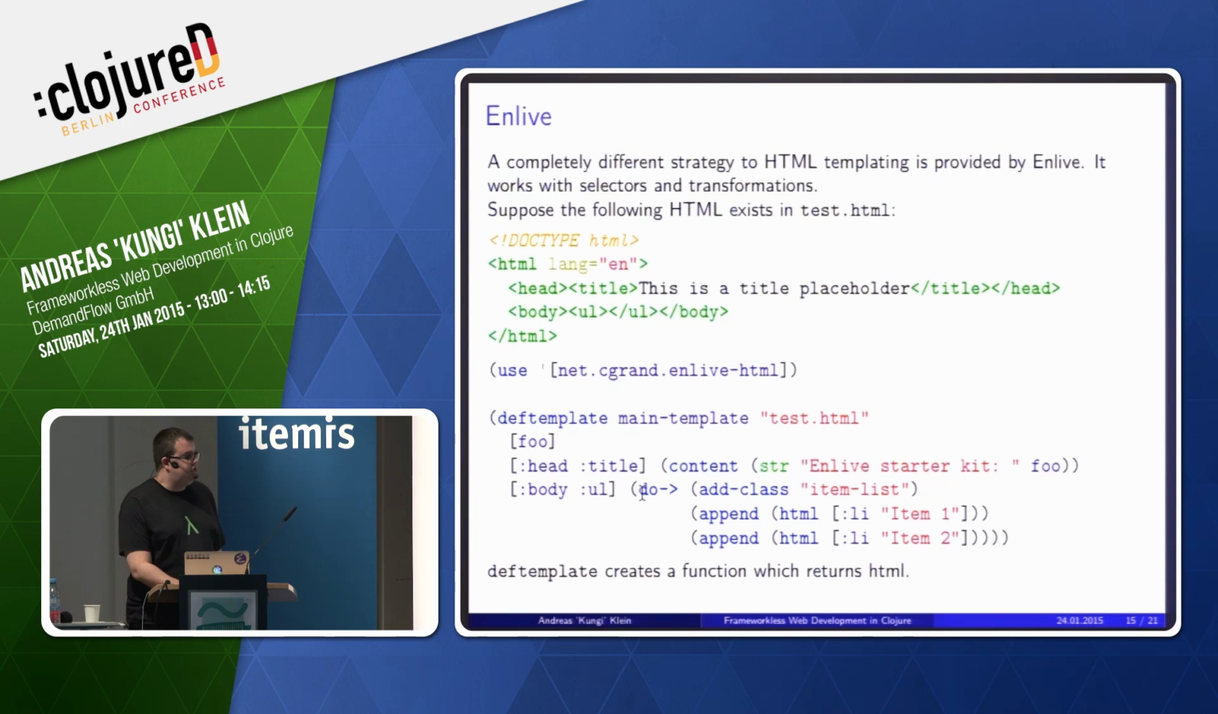Or you can just chain some transformers together with this do-> macro. In this case, we add a class called item-list and we append items into it. So when we call this, it returns a function which we can call with one parameter, and it just takes this HTML template and transforms it into another one, which we can then serve to our customer.